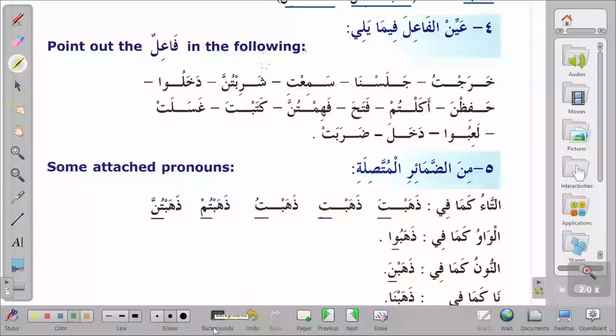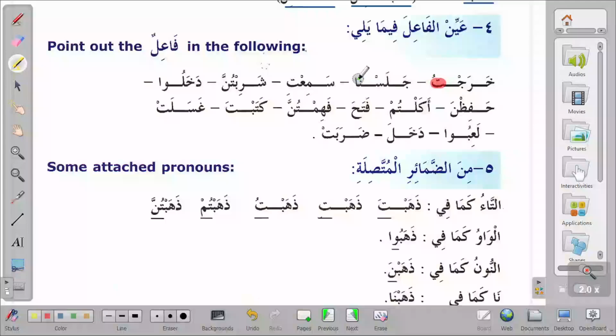So let's look at it here. Kharajtu, the doer is what? Whenever you see a ta in it, the ta is the doer, except when the ta is having the sukun like zahabat. We say it is a sign of ta'nis, but not there. So here, kharajtu, the verb is kharaja, he went out. But kharajtu, I went out. So the tu is the doer, right?